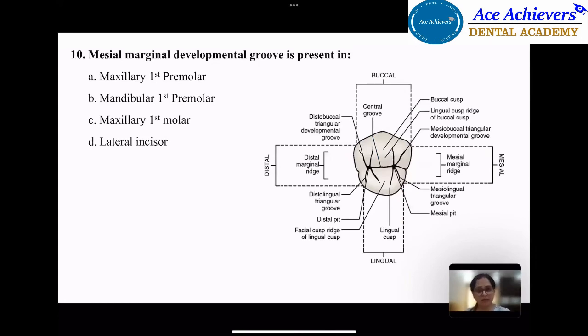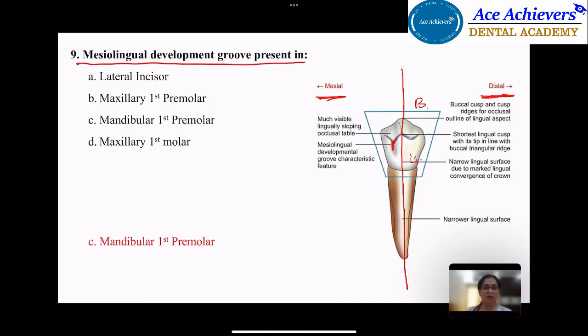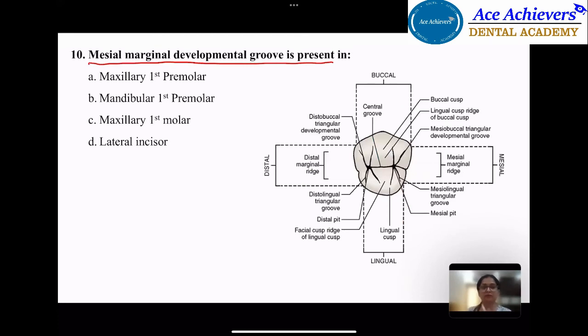Another very important question in which students keep getting confused is: in which tooth is the mesial marginal developmental groove present? The previous question was about the mesiolingual developmental groove, and the next question here is about the mesial marginal developmental groove. There are two main groove questions which keep coming. For one thing you have to remember, what is a groove?